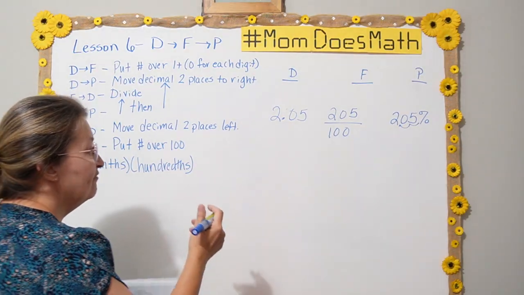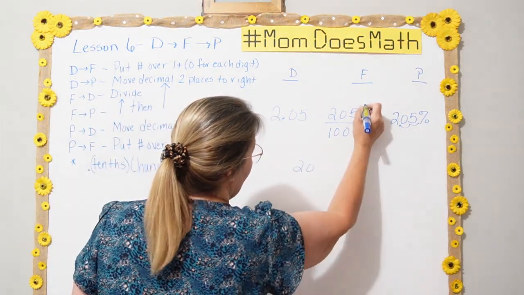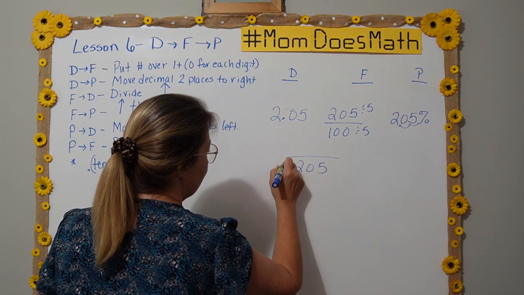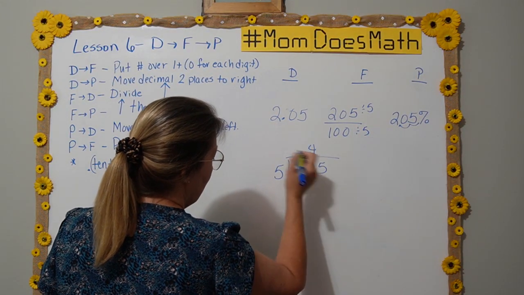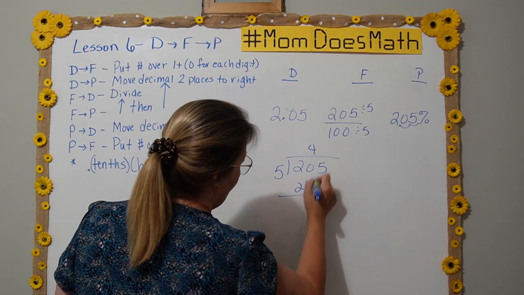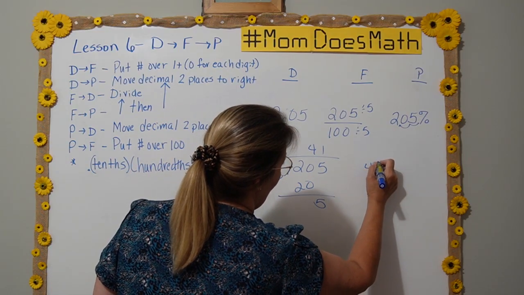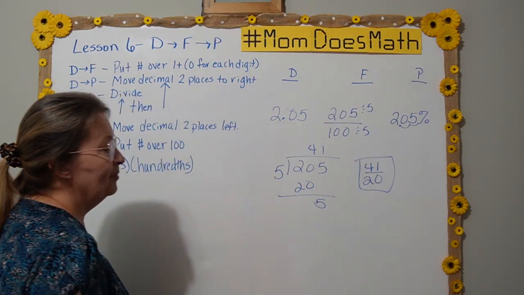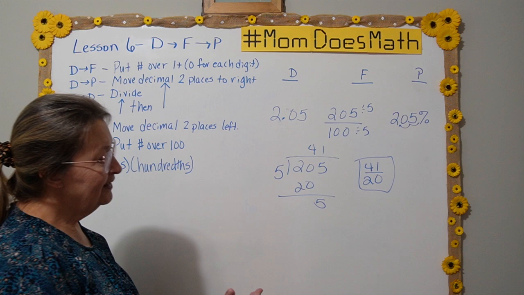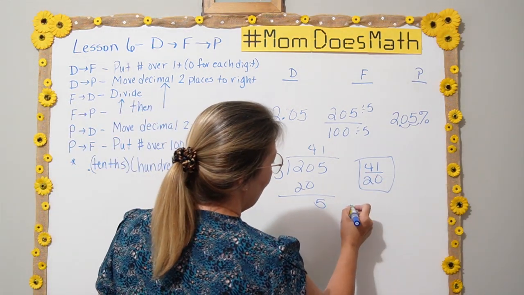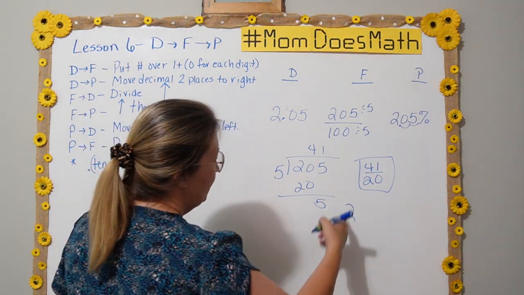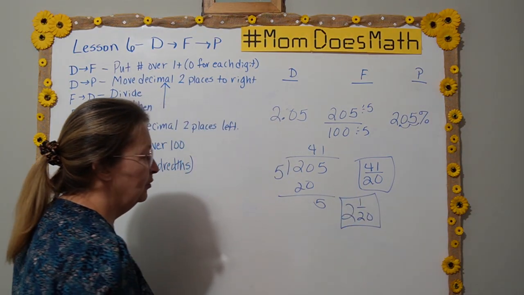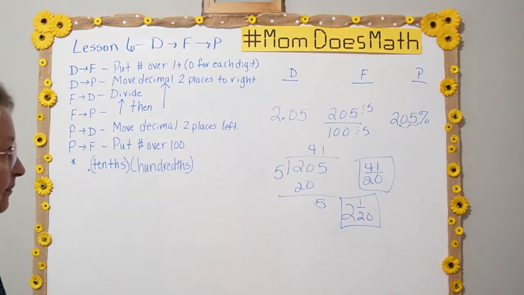I know right off the bat 5 will go into both of them. If I divide both of these numbers by 5, 205 divided by 5 is 41. So I have 41 over 20. So this would be your fraction form in simplest terms. And if you want to make it a mixed number, 20 will go into 41 2 times. 20 times 2 is 40, so you have 1 left over. So mixed number format would be 2 and 1/20.